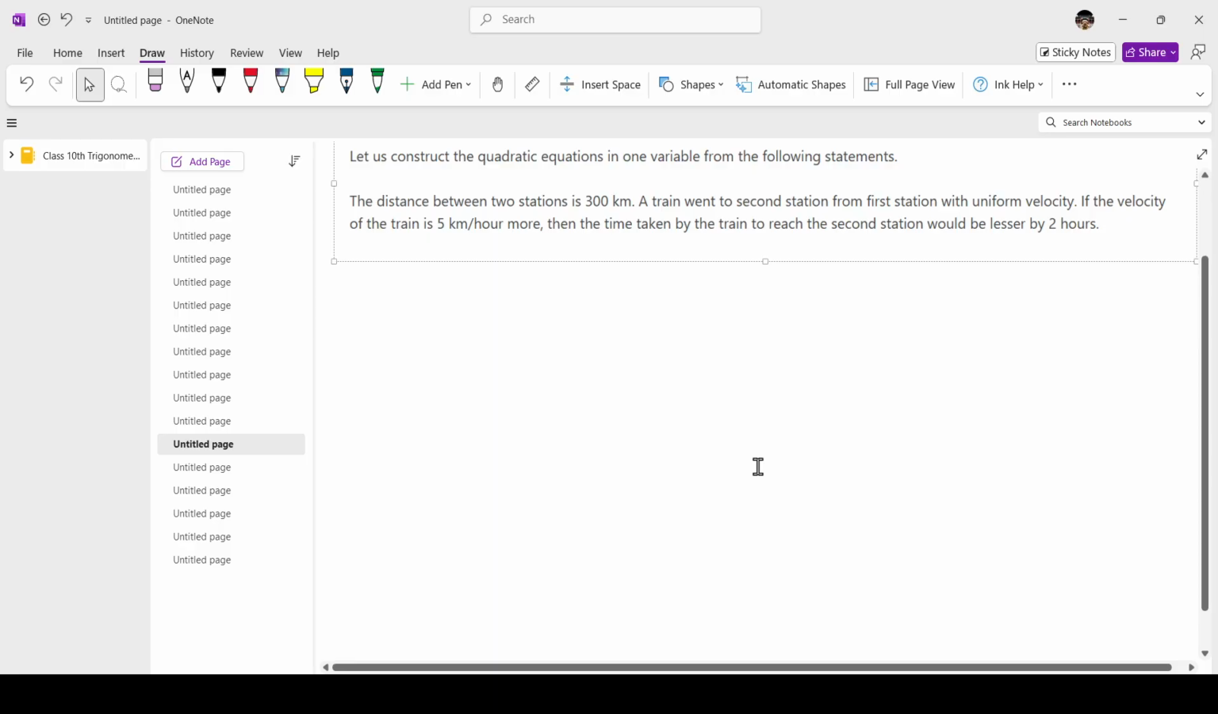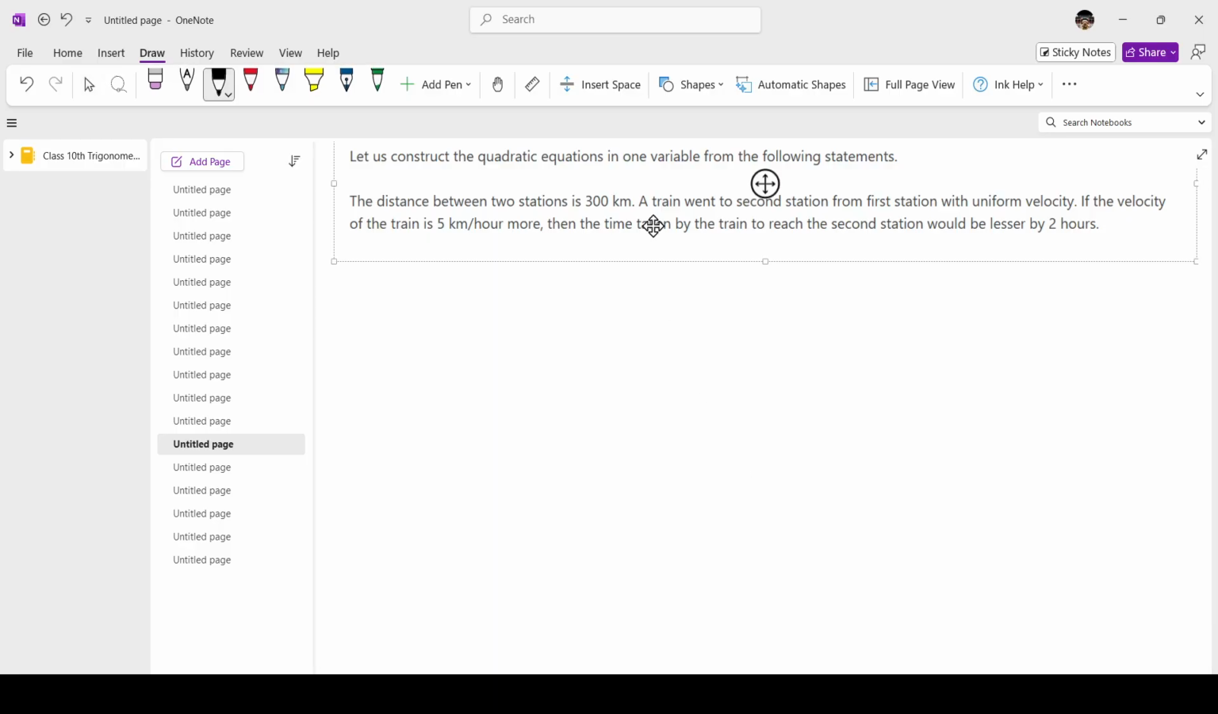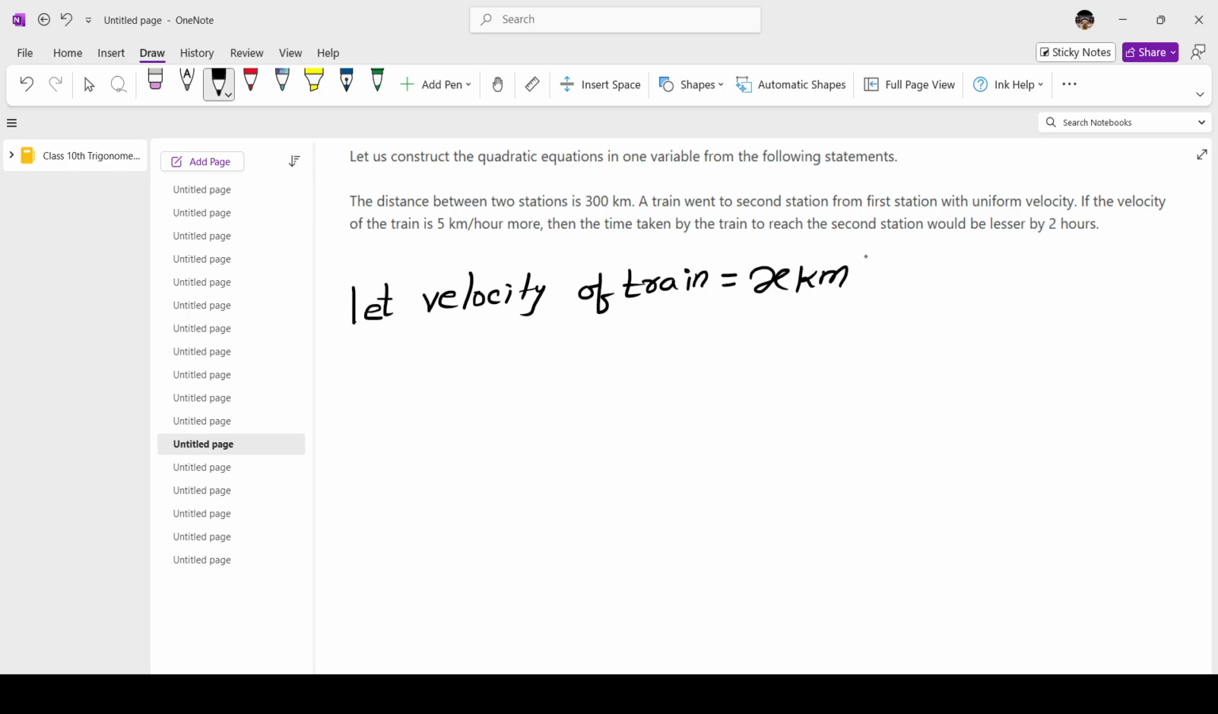Now the next question here, the distance between the two stations has been given 300 kilometers, a train takes first time uniform speed. Okay, if the velocity of train is 5 kilometers more, then the time taken to reach the destination is 2 hours less. Okay, so here let's say velocity of train we are taking as x kilometer per hour.